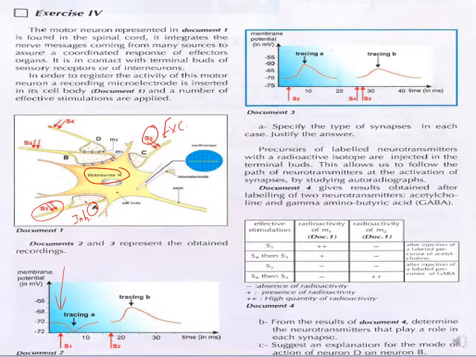While the synapse between neuron B and the motor neuron M is an excitatory one. Why? Because the tracing of document 3 shows a depolarization from minus 70 to about minus 60 approximately. So this one is S3. This S3 is between the neuron B and the motor neuron M. Okay, so here we have 2 excitatory till now and 1 inhibitory.